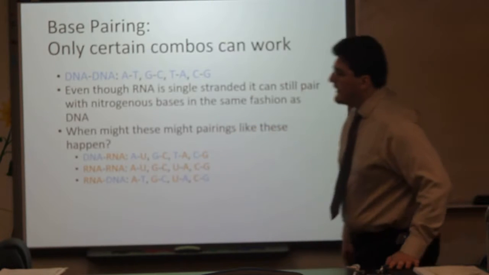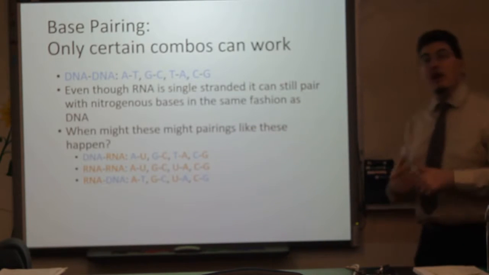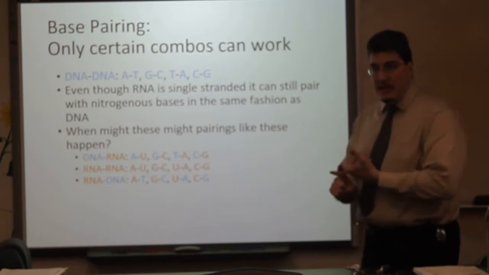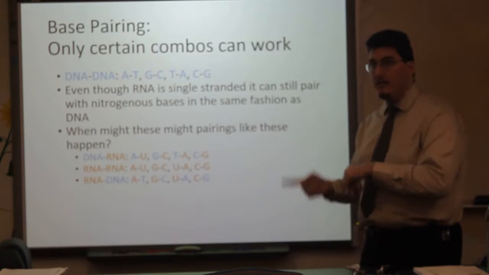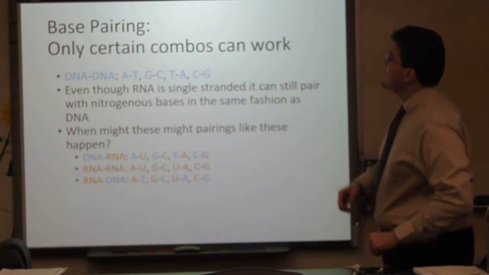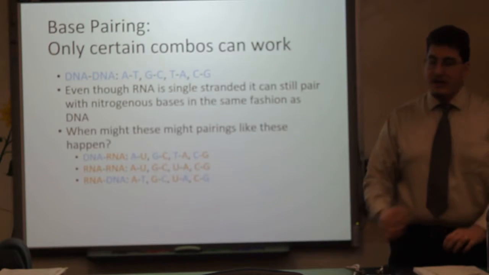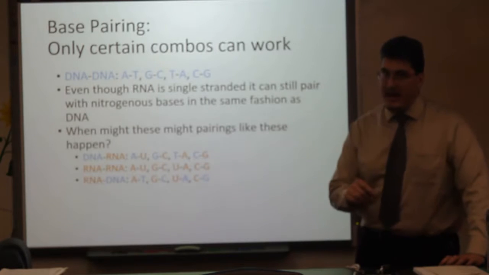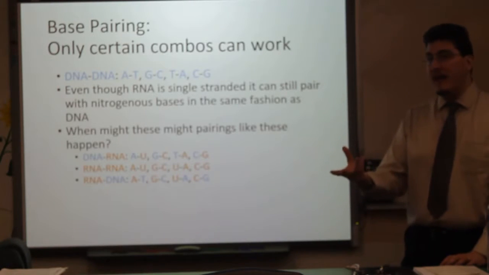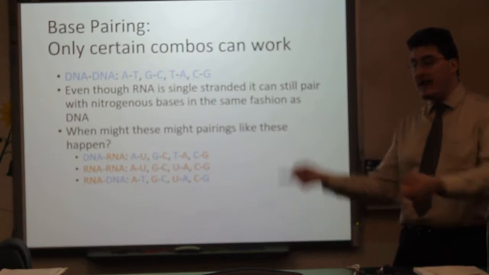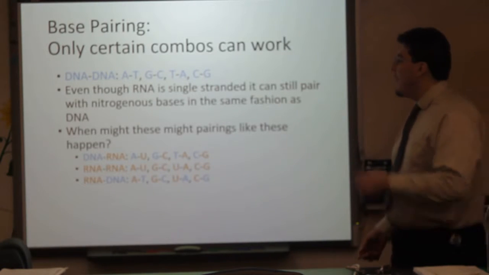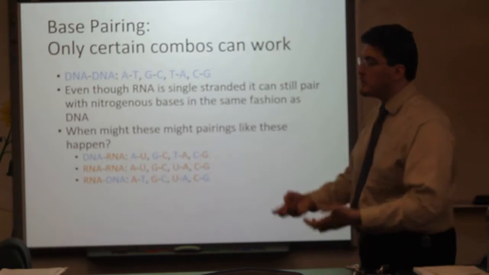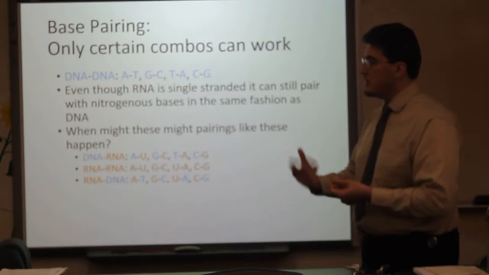So, in terms of base pairing, only certain combinations will be working. DNA to DNA, A to T, G to C, T to A, and C to G. Even though RNA is single-stranded, RNA can base pair complementarily with DNA, and also with RNA, if a single strand of RNA loops around itself, or when it is pairing with other types of RNA during a process later that we will discuss, translation, for example.